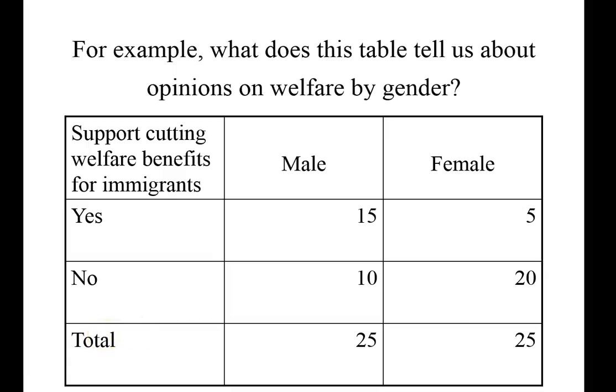For example, what does this table tell us about opinions on welfare by gender? Take a minute to look it over, because we've got categorical variables, male and female. Remember, we could label these 1 and 2, but we don't need to for the purpose of doing bivariate statistics. So we're looking at whether or not males and females support cutting welfare benefits for immigrants.